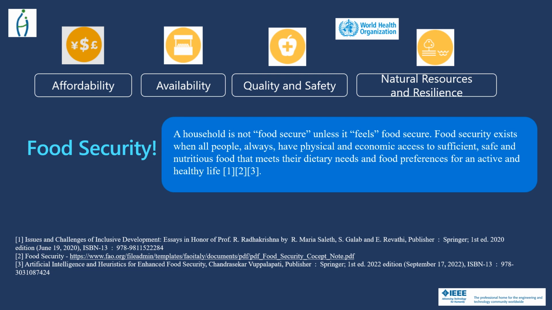A household is not food secure unless it feels food secure. Food security exists when all people always have physical and economic access to sufficient, safe, and nutritious food that meets their dietary needs and food preferences for an active and healthy life. As per the World Health Organization, food security has four major characteristics or drivers: affordability, availability, quality and safety, natural resources and resilience.